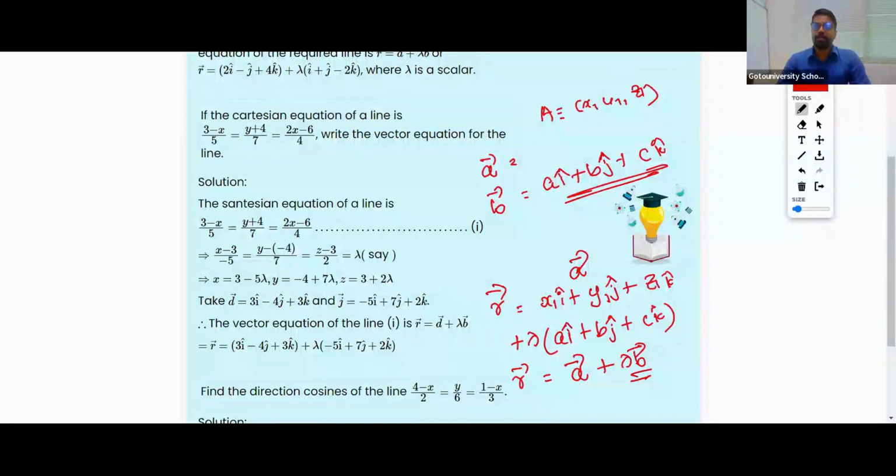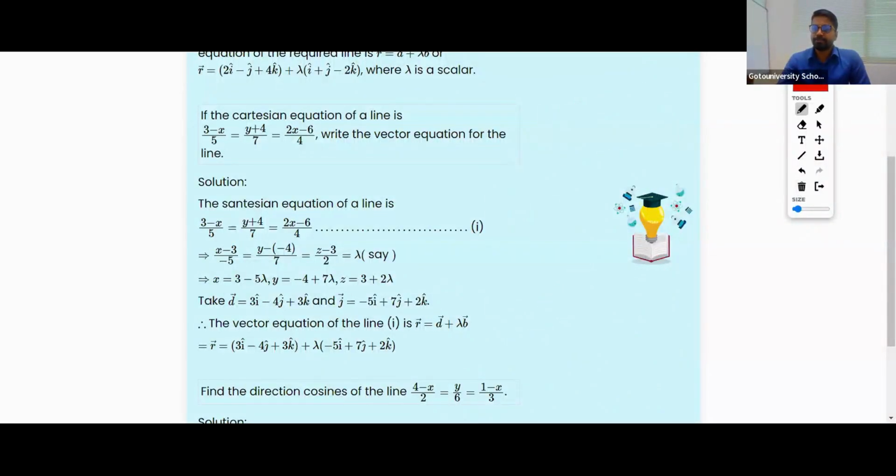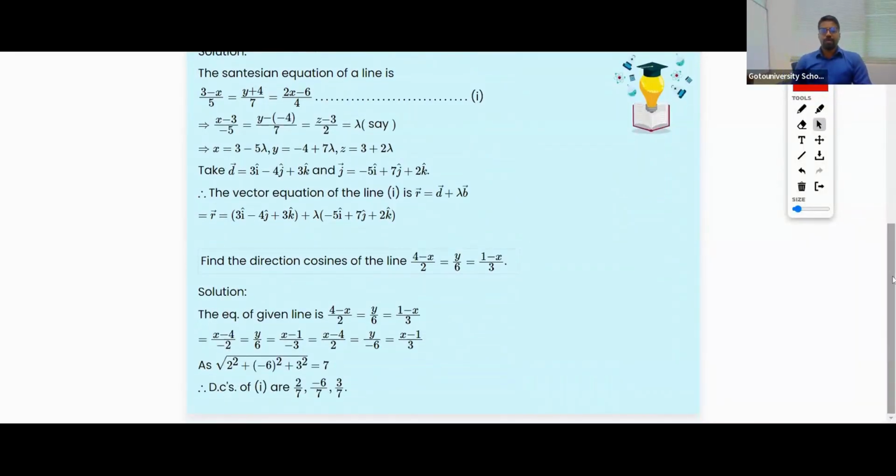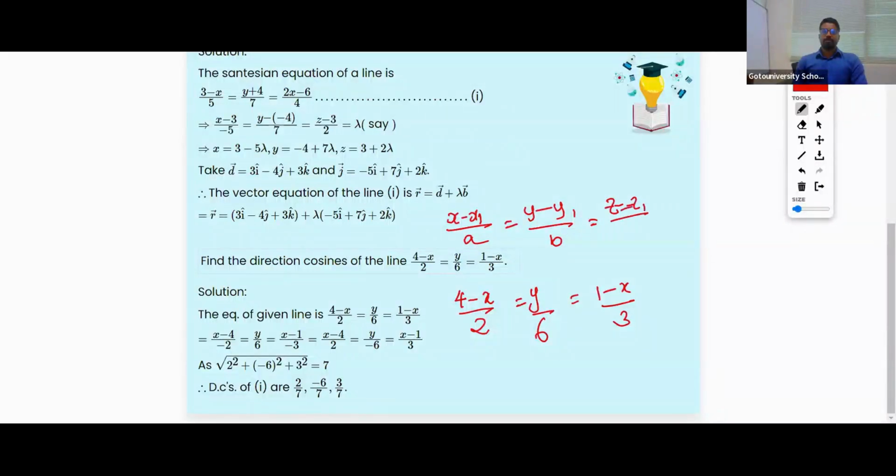Let's look at the last solved example here, and then we can go to the questions. What do we have? The direction cosines of the line. What is our line? 4 minus x by 2 is equal to y by 6 is equal to 1 minus z by 3. We know that in Cartesian format, the equation will be x minus x1 by a is equal to y minus y1 by b is equal to z minus z1 by c.